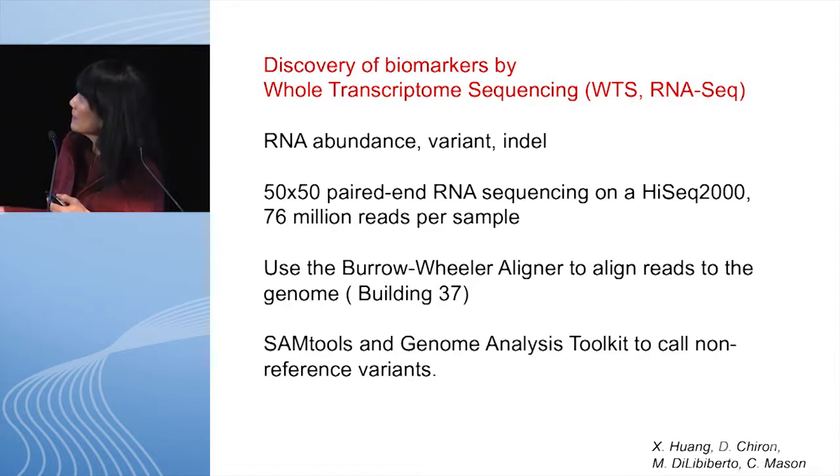Many of you have already done it or know it already. First of all, it provides information about absolute RNA abundance. In other words, it's different from qPCR, which is dependent on the probes. This measures the total mRNA abundance, so you can compare one gene to another. It also detects variants, such as single nucleotide variations, indels, whether there are deletions, and so forth. It uses 50 by 50 paired-end RNA sequencing.